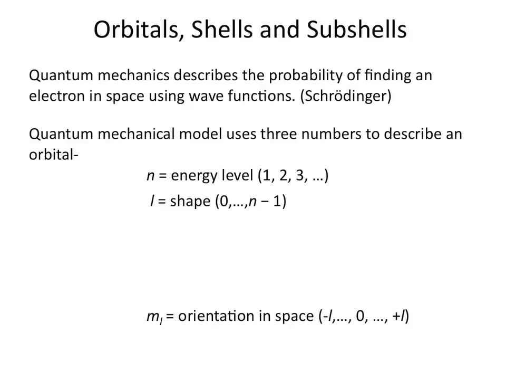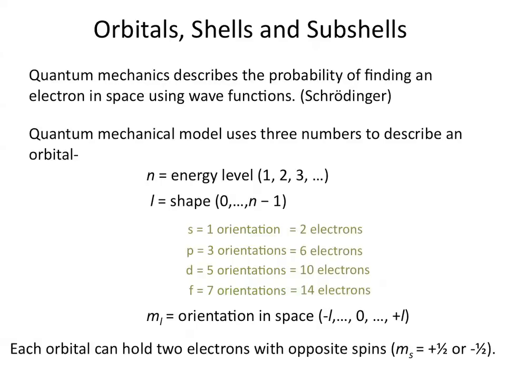M sub L is equal to the orientation in space of an orbital. The value for M sub L ranges from negative L all the way to positive L. Now I said that the shapes we refer to are S, P, D, and F. S subshells have only one orientation in space. P subshells have 3 orientations, D subshells have 5, and F subshells have 7 orientations in space. Each orbital can hold 2 electrons with opposite spins, and we denote these as plus 1/2 or minus 1/2, and this is used as the fourth quantum number to describe an electron.